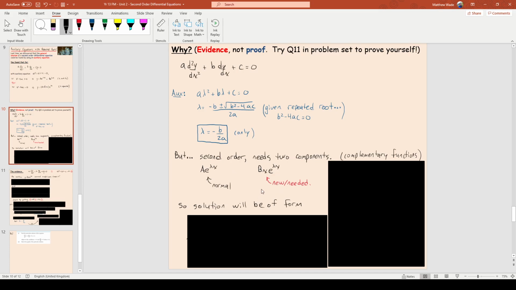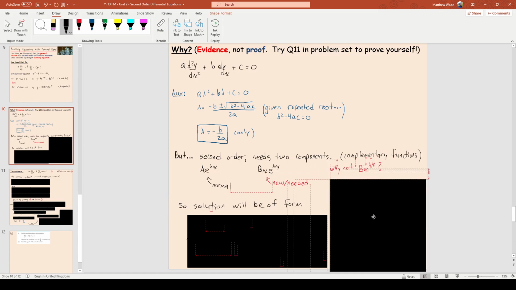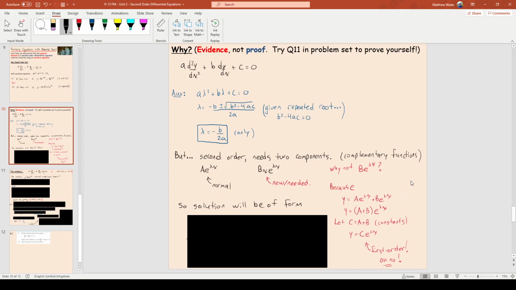But you'll be sitting there thinking to yourself, why didn't you just use B e to the x? Why not B e to the lambda x? Well, here's why. If you used B e to the lambda x, binning off this extra x, which seems made up, it seems ridiculous that we just popped an extra x in there, why wouldn't you just have a different constant times the e to the same root? Well, check it out. Look what you could do if you did that.